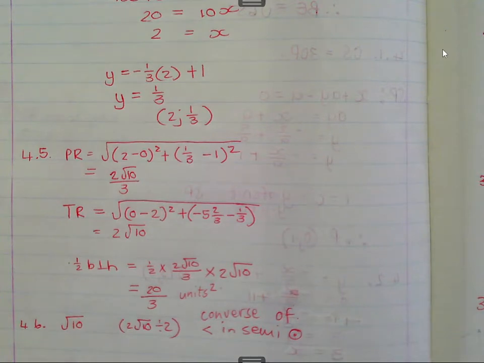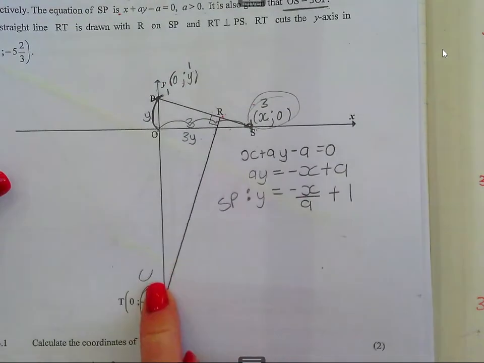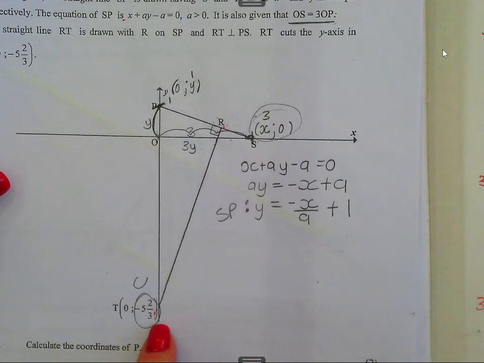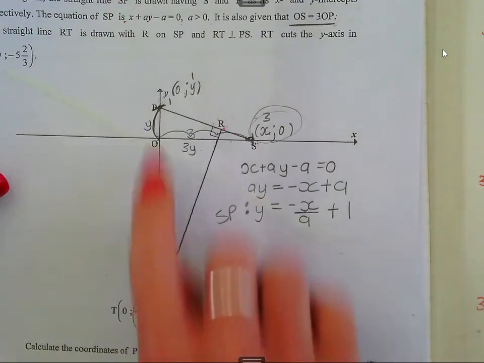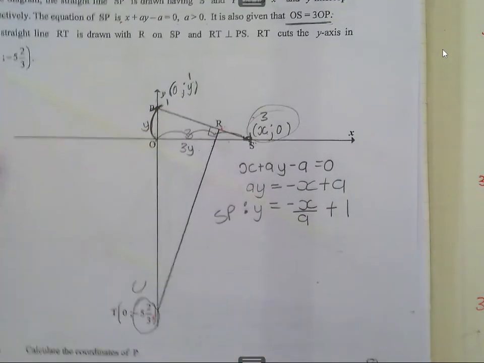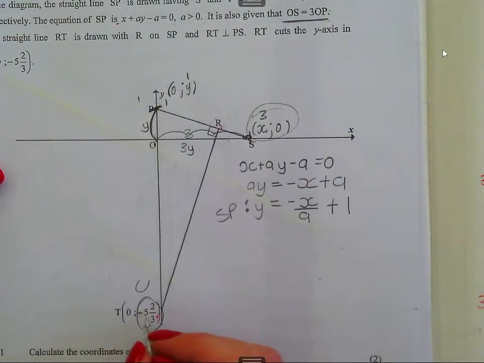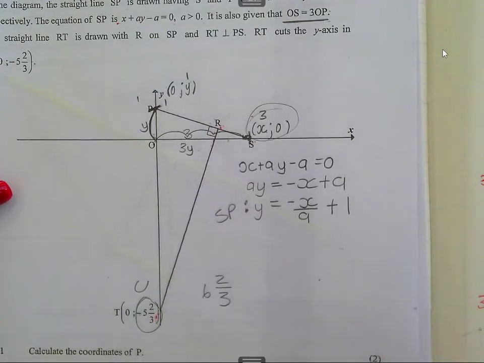Okay, calculate, giving reasons, the radius of a circle passing through the points P, R, and T. So this is similar to the other one that we had the other day, right? Okay, there's a right angle, so we know this is an angle in a semicircle. That means PT is the diameter. So we need to get the length of PT. What is the length of PT? If it's 1 there, and it goes down to negative 5 and 2 over 3, that means it's 6 and 2 over 3. Do you agree with that?